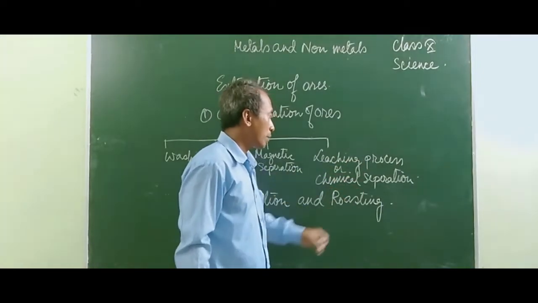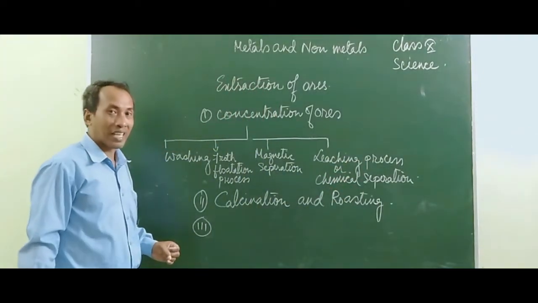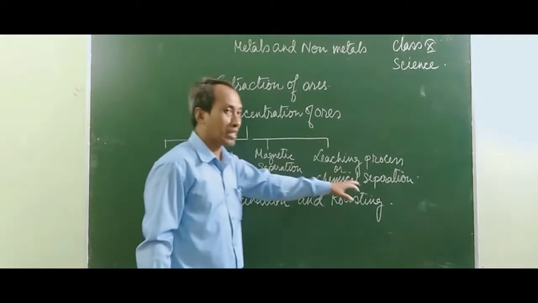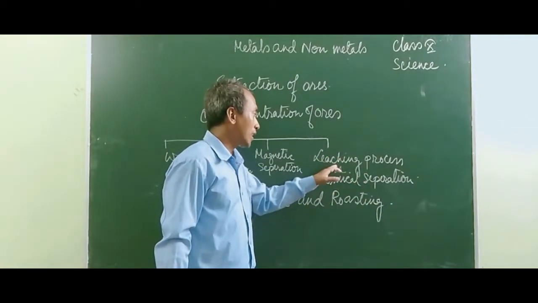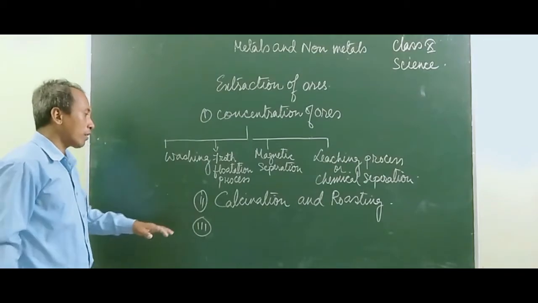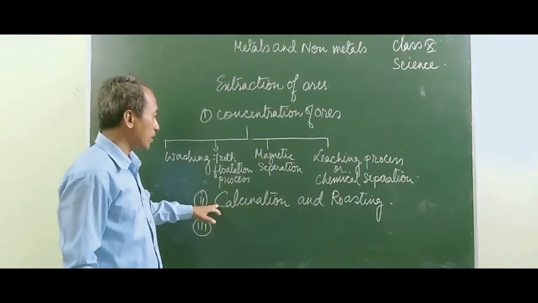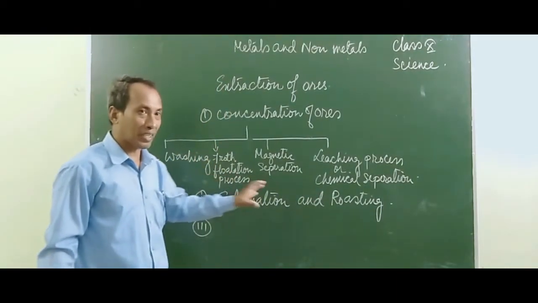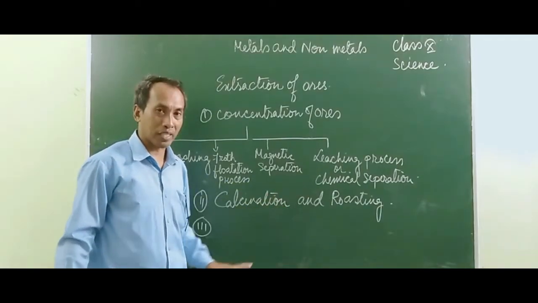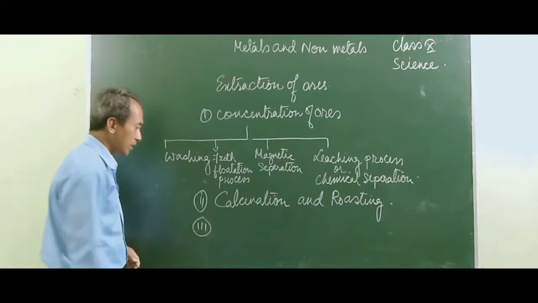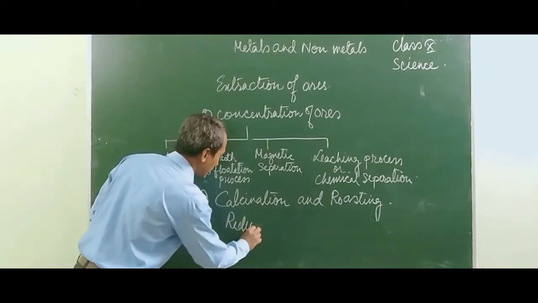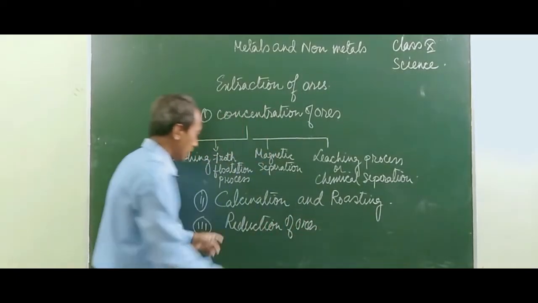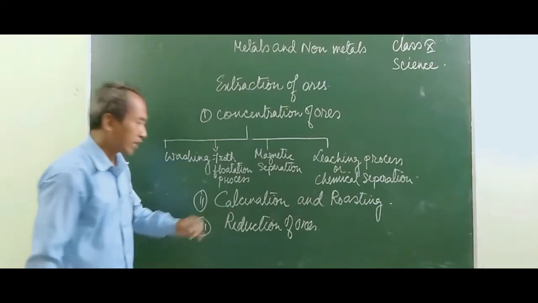The leaching process or chemical separation is for all those metals, like aluminum, which cannot be extracted by any other process but only by chemical separation. So for all those metals, the leaching process is involved. After concentration of ores, the second process involved is calcination and roasting. The concentrated ores have to be heated, calcined and roasted. The third process is reduction of ores, which we discussed previously.